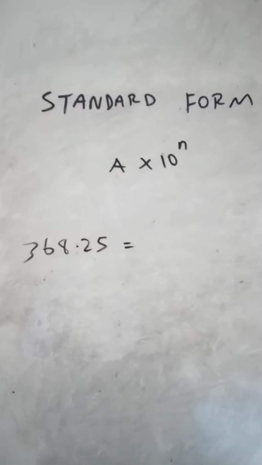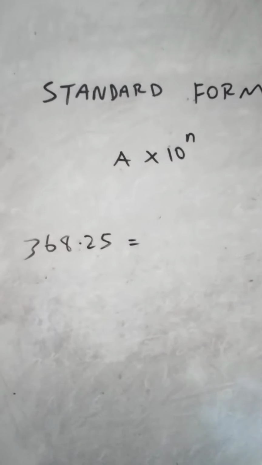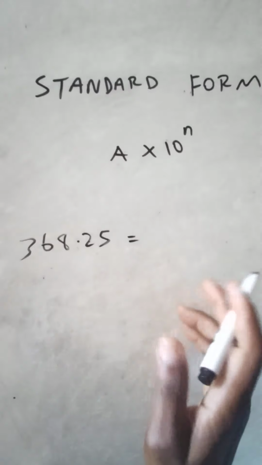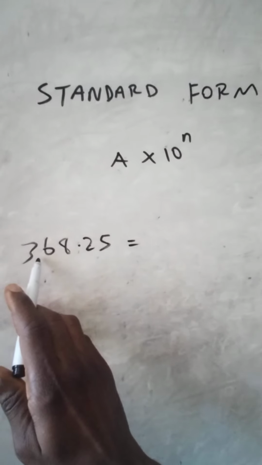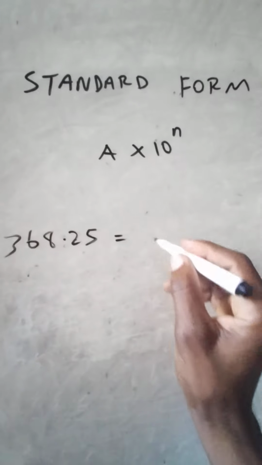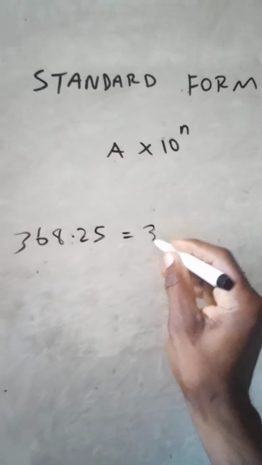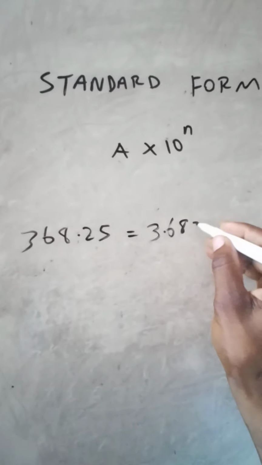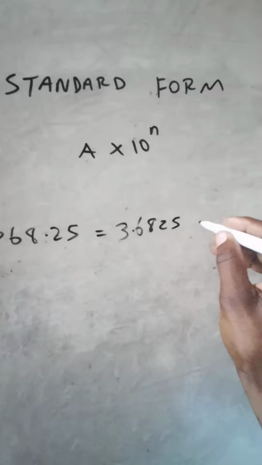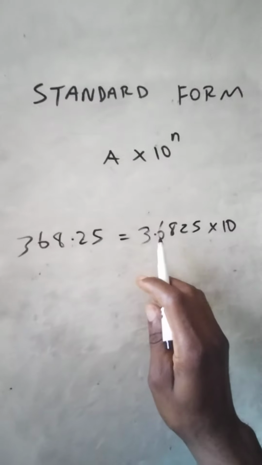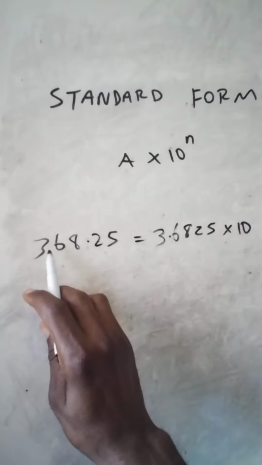So here we have 368.25 to be written in standard form. The first step you're going to do, put the point at the end of the first number between 1 and 10, which is 3. So the new number is going to be 3.6825 multiplied by 10. So this is the new number. So you have moved the point here.